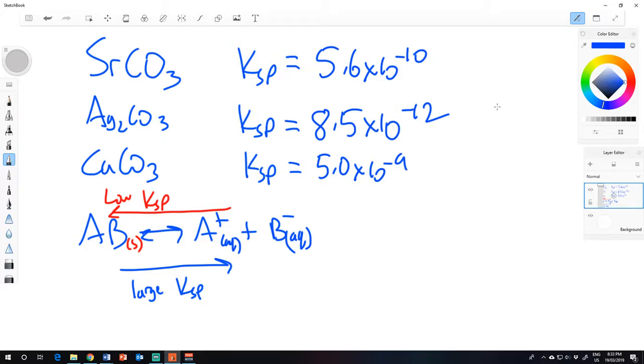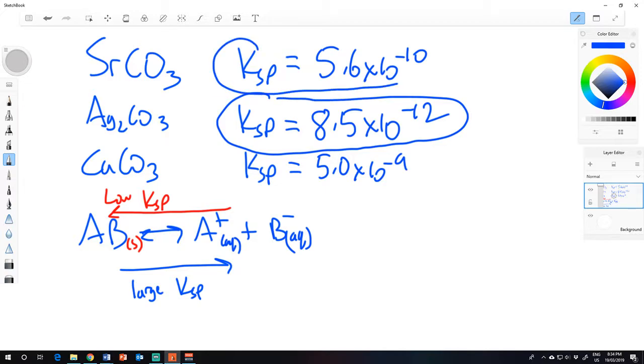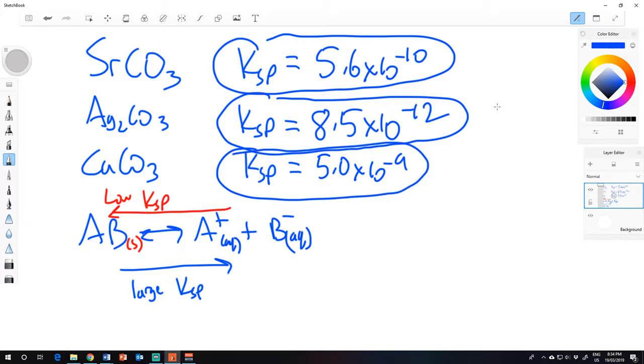There we go. All right, then just check which one is the smallest. This one's the smallest. So this one will form first, followed by this one, and then this will be the last one to form. Okay.